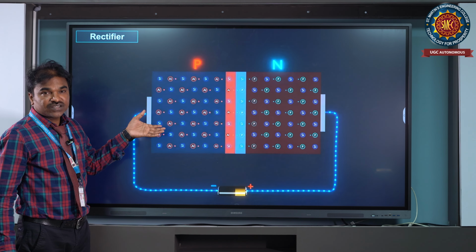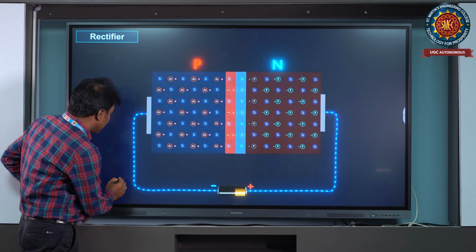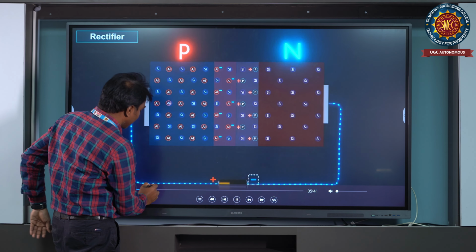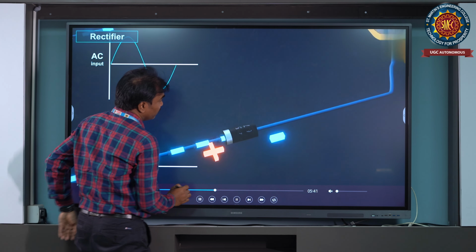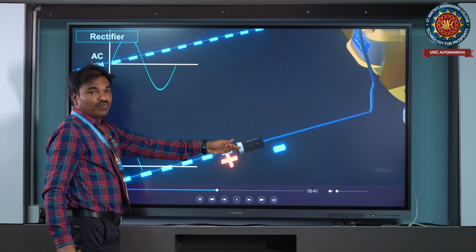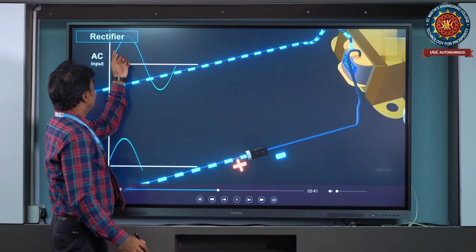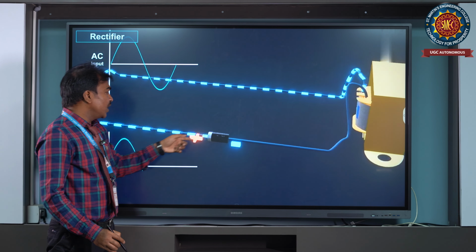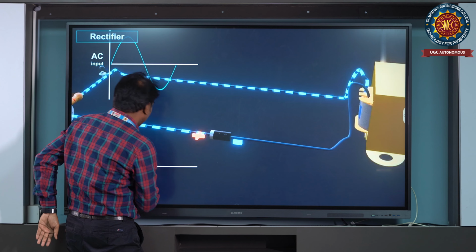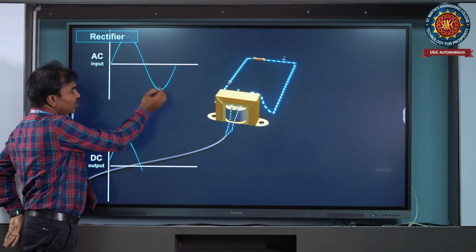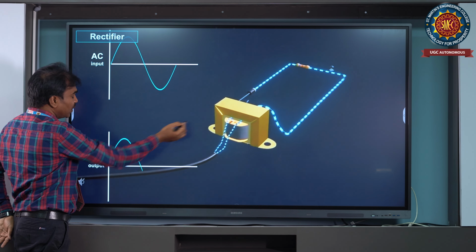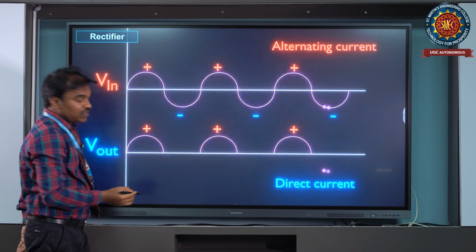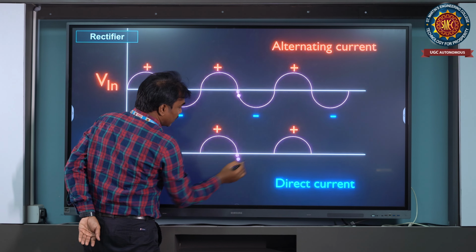What is the internal structure of this one? This is nothing but a PN junction diode. How is the output generated? If we apply the positive input pulse to the transformer, positive going pulse means the diode will be on. So this is the output, the direct current.